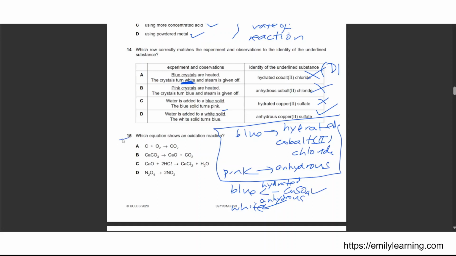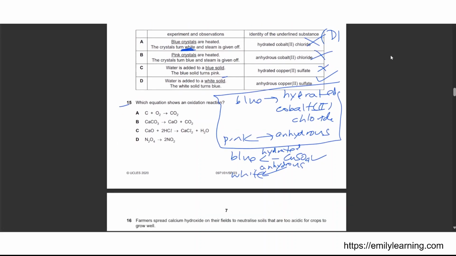Okay, now let's move on to 15. Which of the reactions shows an oxidation reaction? At one look, we know A is definitely an oxidation reaction. Combustion is always an oxidation reaction. Or you can look at it as carbon gains oxygen to form carbon dioxide. There's an increase in oxygen. So therefore, this is an oxidation reaction. Then the rest are not oxidation reactions.